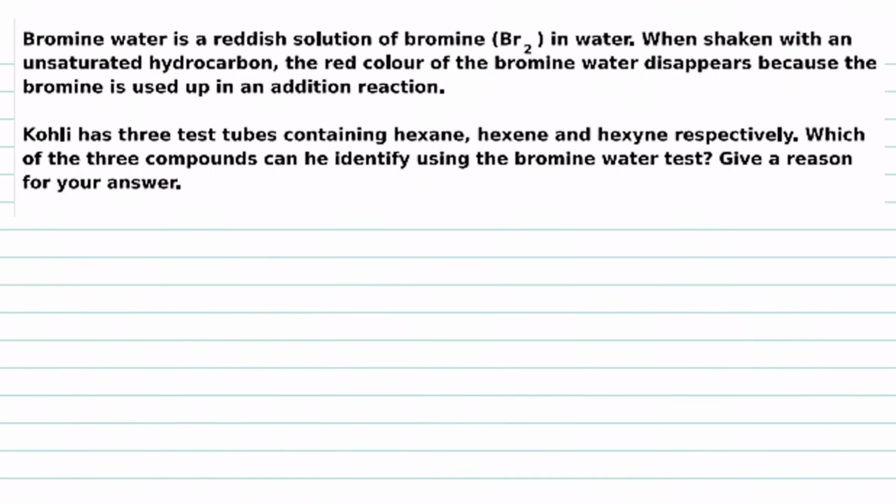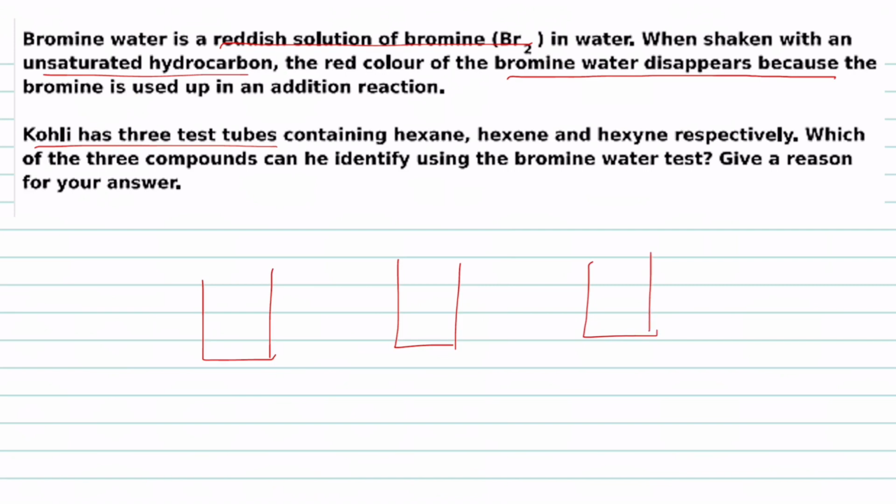Moving on. Bromine water is a reddish solution. When shaken with unsaturated compounds, bromine actually gets added, and therefore the color of the bromine water disappears, right? Because it gets consumed. Now, Kohli has 3 test tubes in which there is hexane, hexene and hexyne. He doesn't know which test tube contains what, but let's say this is the situation, right? Which of the 3 compounds can he identify using bromine water?